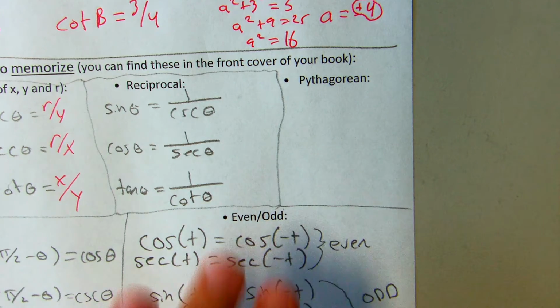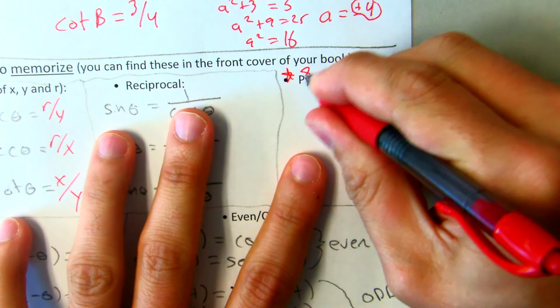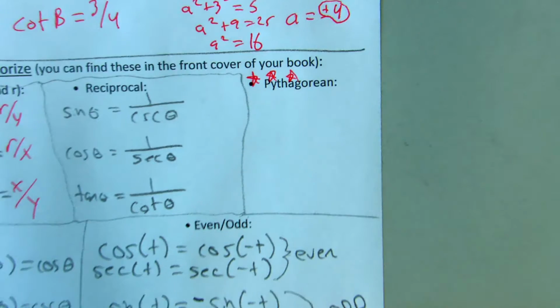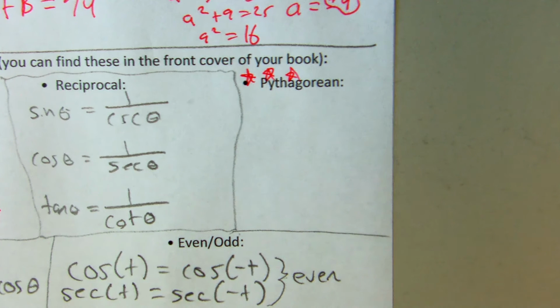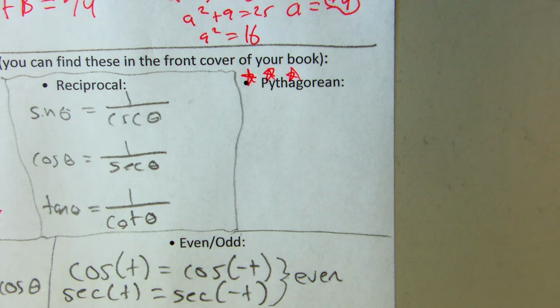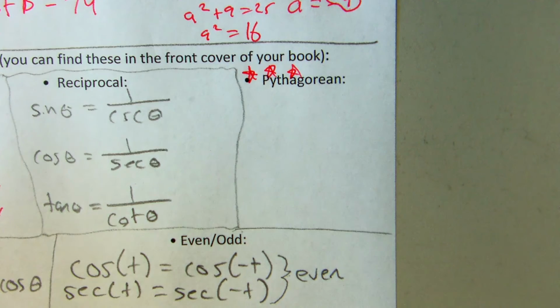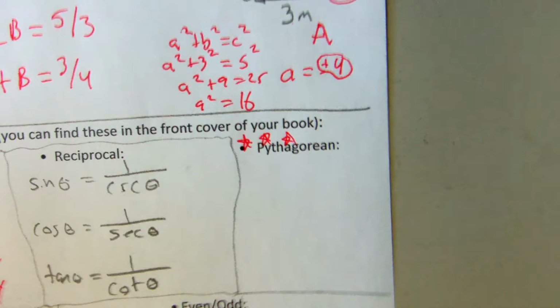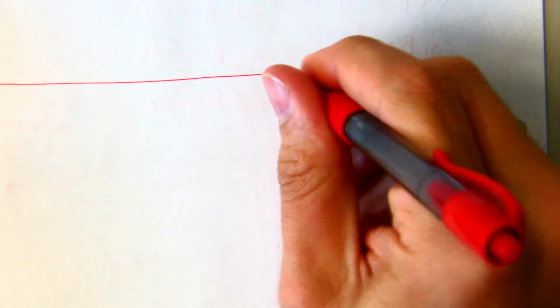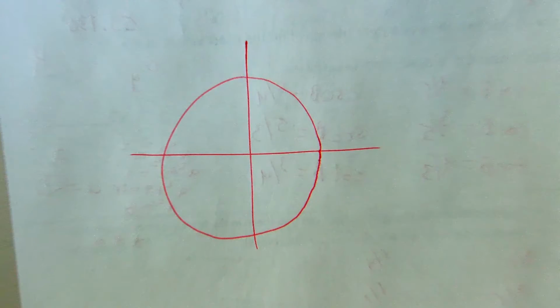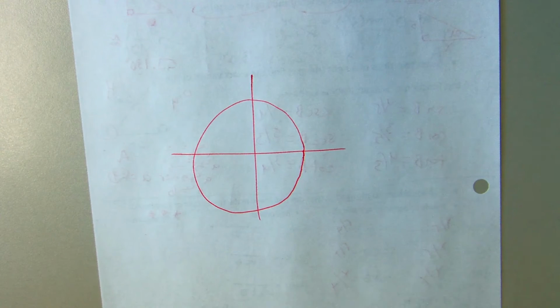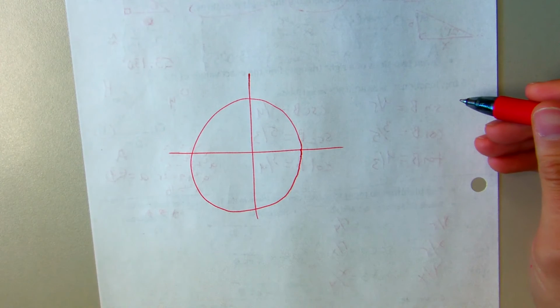So that was new. And the last one, this one is super important. This is one that we will use all semester long. The Pythagorean identities. Alright, so let me show you where the first one comes from, just so you have some context. I'm going to draw a circle like this. Remember what the equation of a circle looks like?